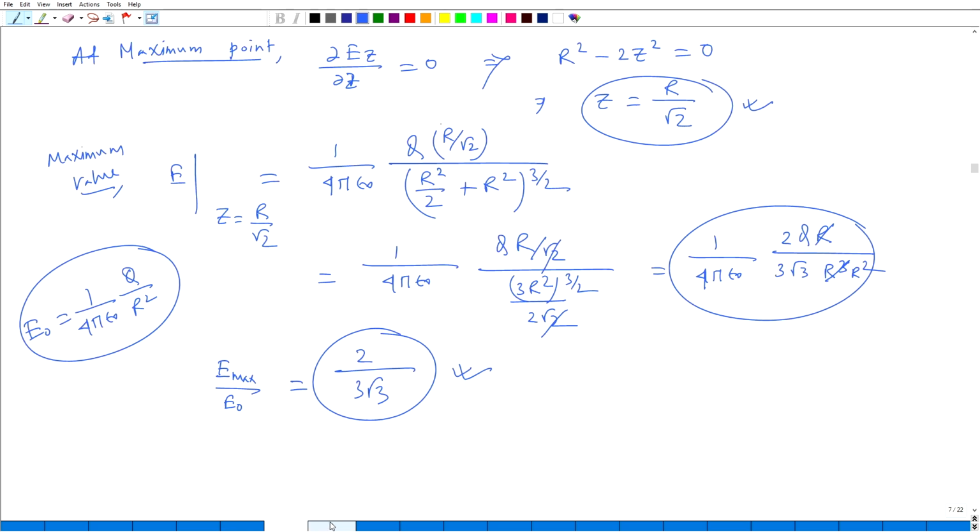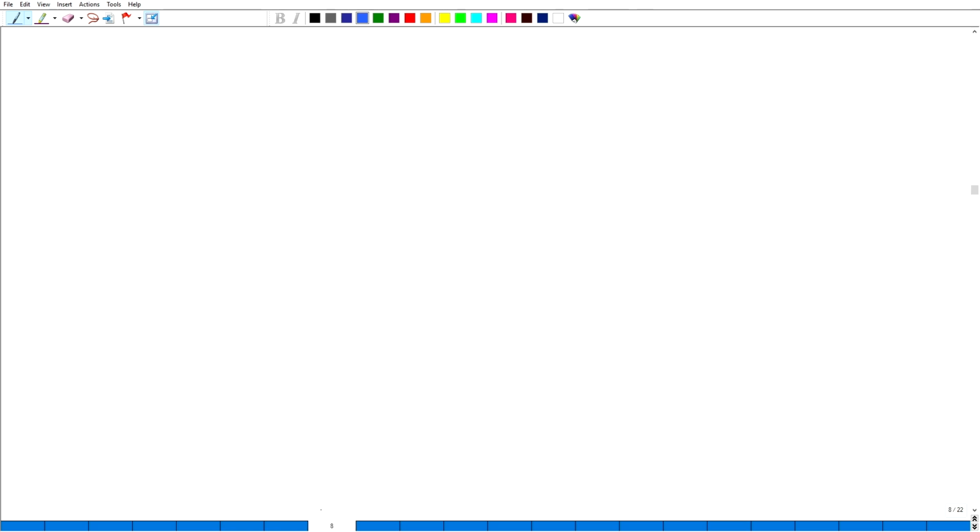Next we are going to discuss the other type of charge distributions, like the surface charge density.